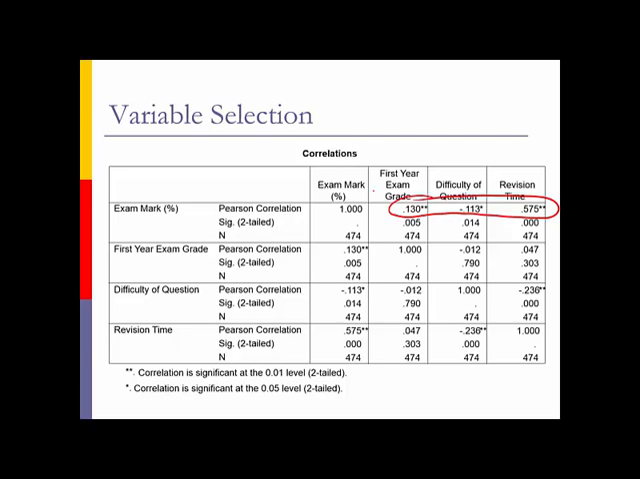we have revision time is obviously what is predicting your exam score pretty heavily, right? And then the first year exam grade and difficulty of question are each contributing about the same. So if you had a choice here, which one do you put in first? I would put in revision time in block 1, and then in block 2 I would do exam grade and difficulty questions, put them in there simultaneously, and let SPSS do a stepwise regression for those two.